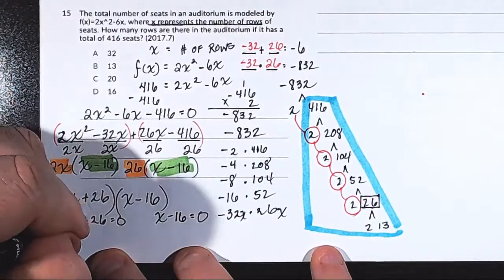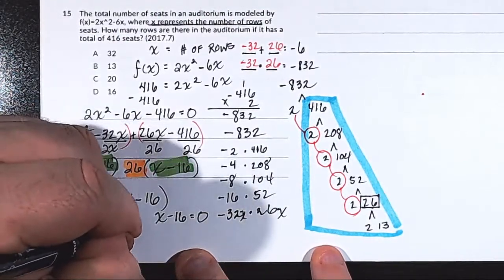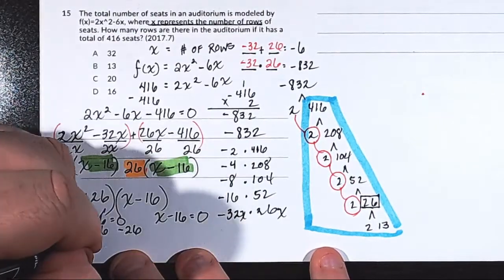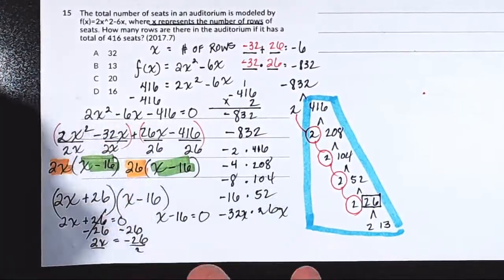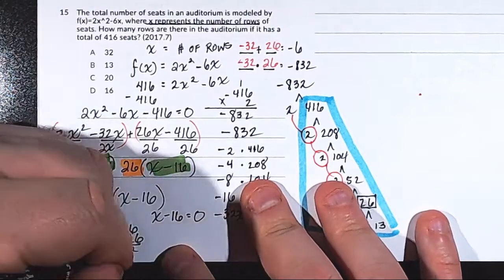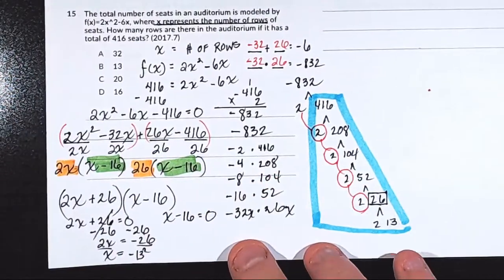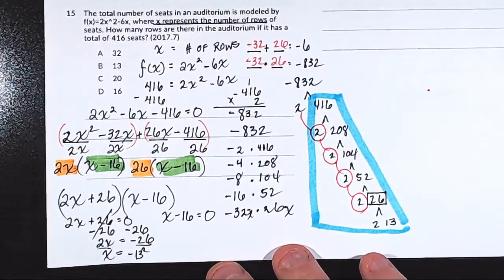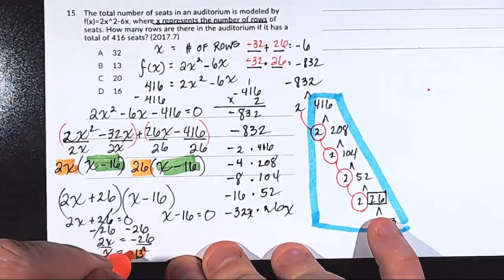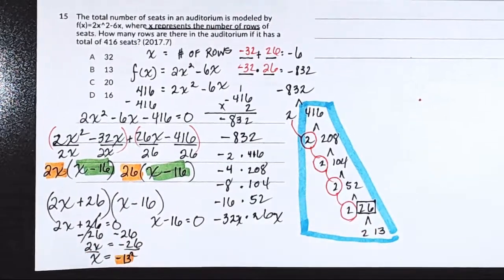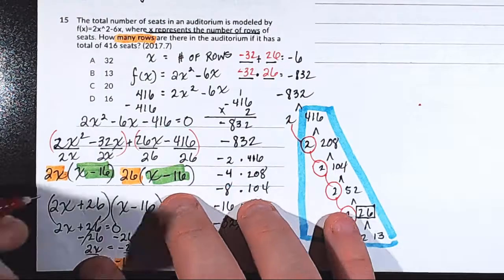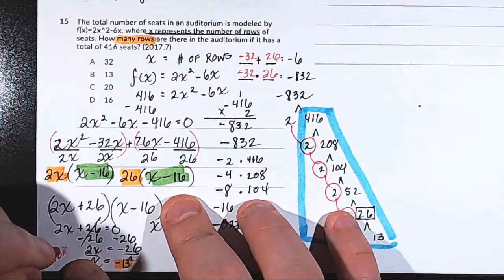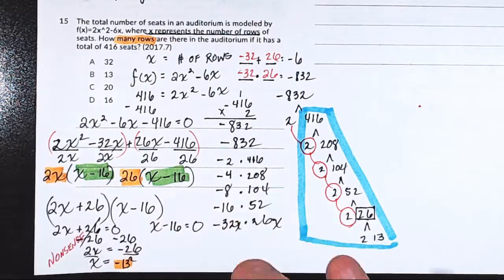On the left side, I've got minus 26 on both sides. That cancels there, and then I've got 2x equals minus 26. Divide by 2 on both sides, so I have x equals negative 13. Okay, I can throw out this solution because this solution is negative. I'm asking for the number of rows. It says how many rows are there? Well, we can't have a negative number of rows, so this makes no sense, nonsense. So we can toss that one out.